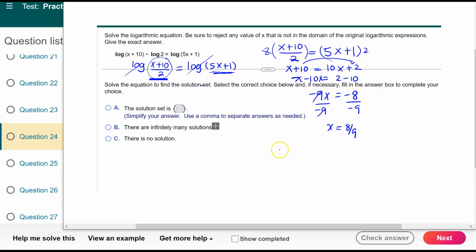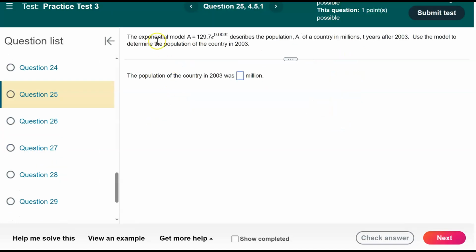So for instance, x plus 10. If this is 8 over 9 plus 10, that's still positive. So we're good. What about here? That is still positive. 5 times 8 over 9 is a positive number. Plus 1 is still positive. So therefore, the answer here is 8 over 9.